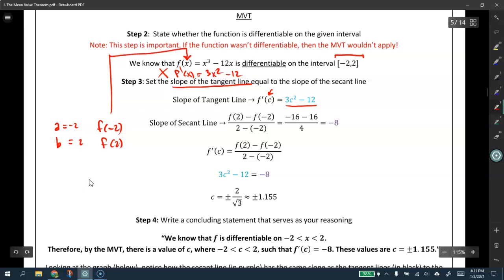Now, when you plug in -2, it so happens that you end up with 16. And when you plug in +2, it so happens that you end up with -16, right? And so when you actually calculate everything, you end up with a slope of a secant line as -8. Be careful, it's not 0, but it's actually equal to -8. So what I've done here is I've colored them for you, one in blue and one in purple. The idea is for you to take the blue and set it equal to the purple and solve it.